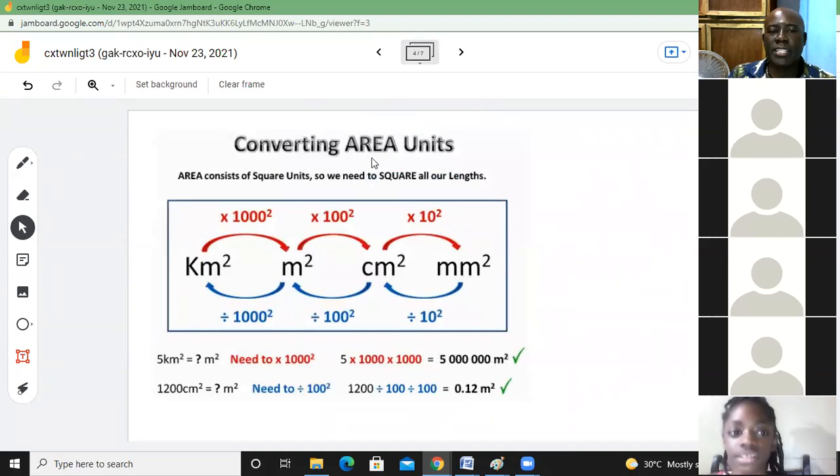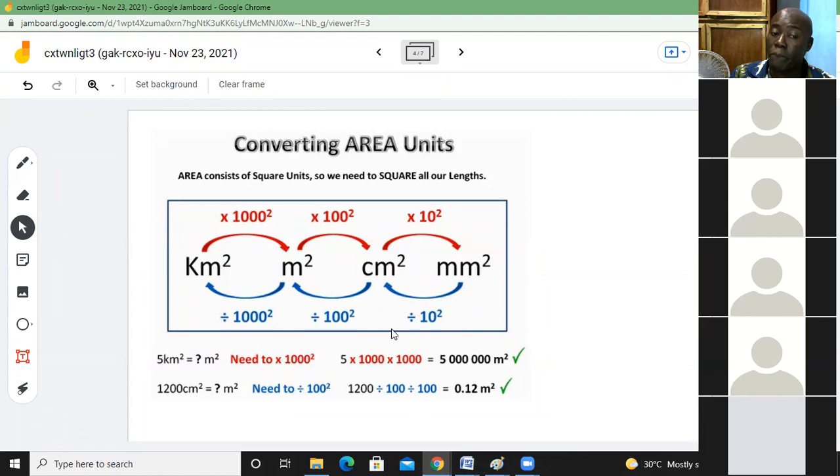This says converting area units. Remember, area has to do with square boxes. That's the main thing you have to keep in your mind. I'm not really giving a question yet. This is just a diagram helping us say that if you're moving from millimeter square to centimeter square, you divide by 10 square. If you're moving from centimeter square to meter square, you divide by, you understand? You're still dividing based on the same big to little and little to big. It still works, but you're using a different exchange rate.